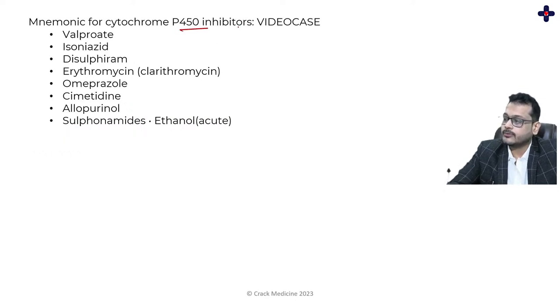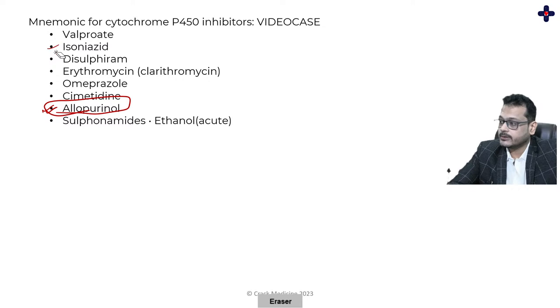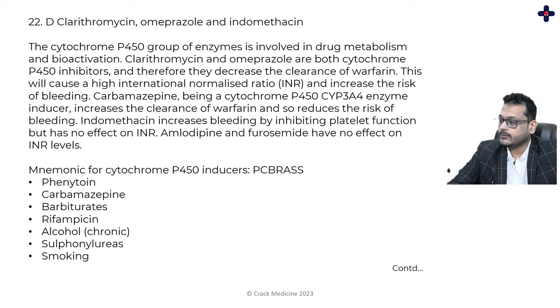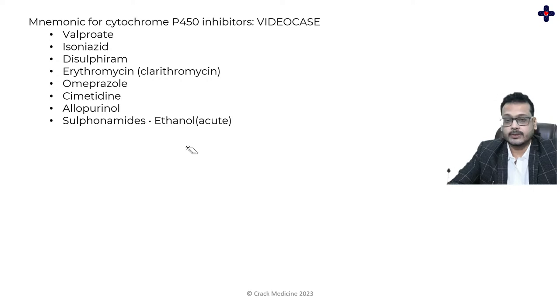So here's the list for P450 inhibitors. And you will be surprised to see that omeprazole is also there, and allopurinol is also here. Please make a note of this. Isoniazid is also an inhibitor. Okay. A funny thing is, acute ethanol poisoning is an inhibitor, while if we go to the previous slide, chronic alcohol is a P450 inducer. Okay, so remember that. Initially, it inhibits the enzyme, and later on, it induces the enzyme. Okay, P450.